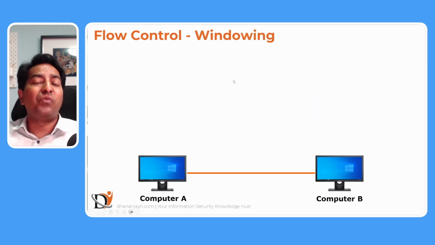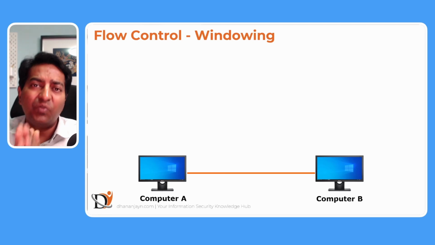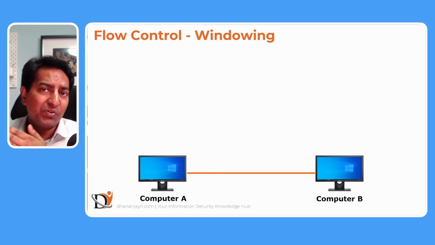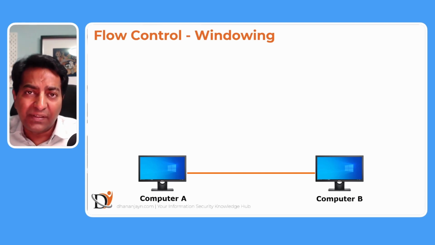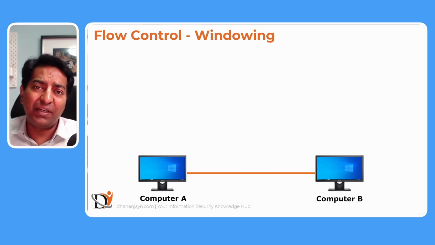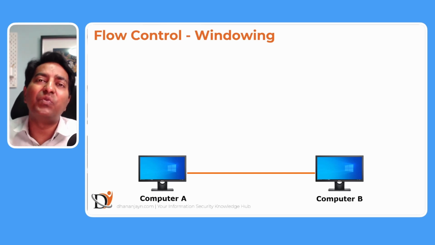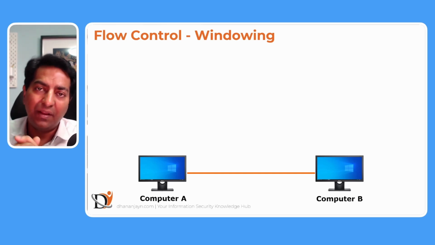Now flow control. Most of the time you might have come across situations, suppose you are downloading a movie from the internet. Sometimes it shows 5 minutes left to download, sometimes 7 minutes left, sometimes 4 minutes left. So there is a continuous fluctuation in the time remaining to download a particular file or movie from the internet.